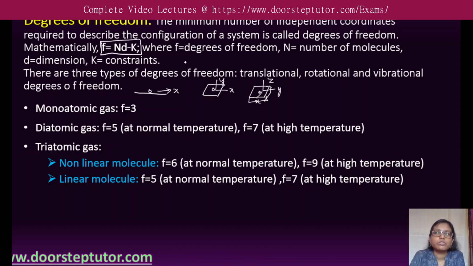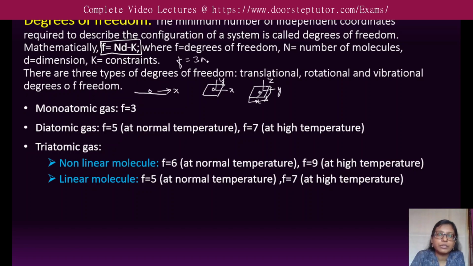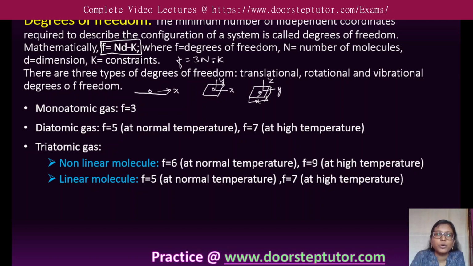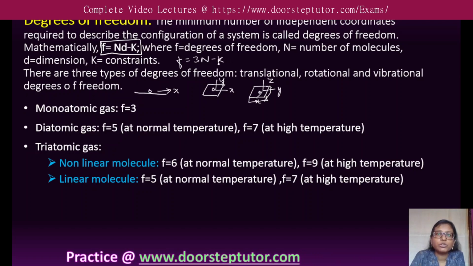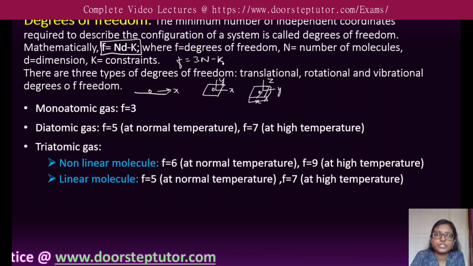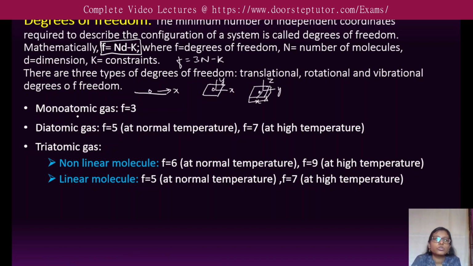For gas molecules, we have already seen that they are considered to be rigid spheres, which are three-dimensional entities. So for gases, the expression for degrees of freedom can be modified to this equation, where n is the number of molecules, k is the number of constraints or restrictions, and f is the degrees of freedom. There can be three types of degrees of freedom, that is translational, rotational, and vibrational degrees of freedom. So let us now discuss monoatomic gases.